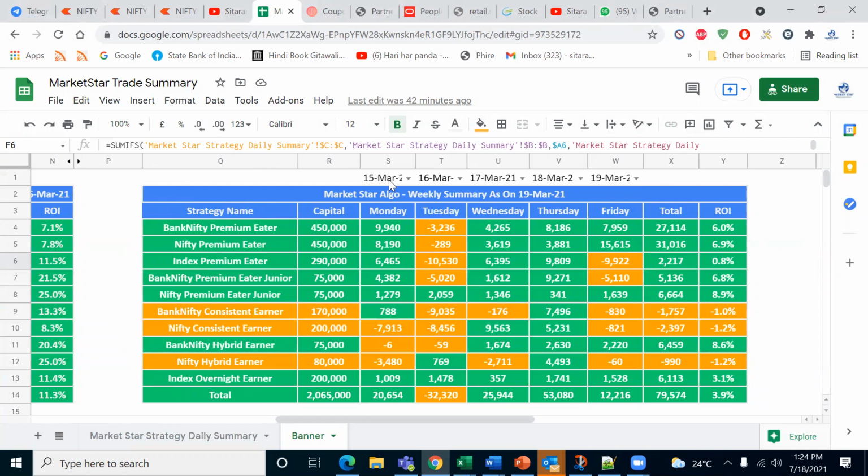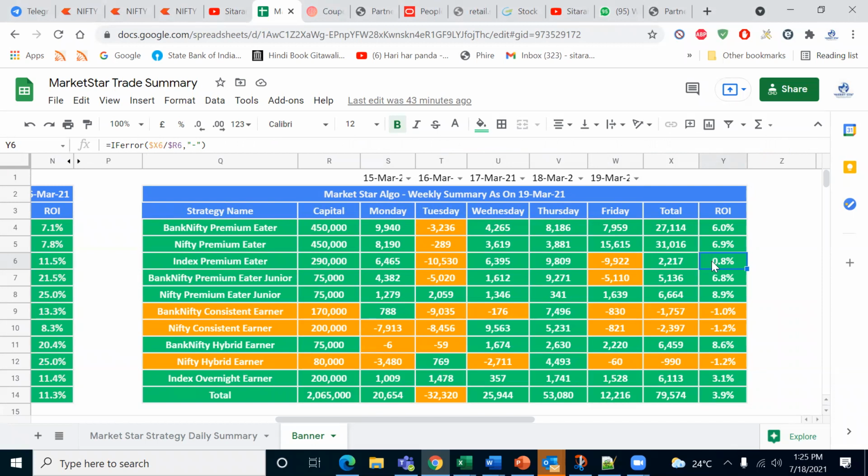On the 15th of March, index premium meter gained 6,465. On the 16th of March, a 10,530 loss happened. On the 17th of March, again a 6,395 profit. On Thursday, the 18th of March, again a 9,809 rupees loss. And on Friday, the 19th of March, 9,922 again. So two big losses happened in that week, but that week also gained 0.8%, a 2,217 rupees profit. A 2,217 rupees profit even in that worst week.